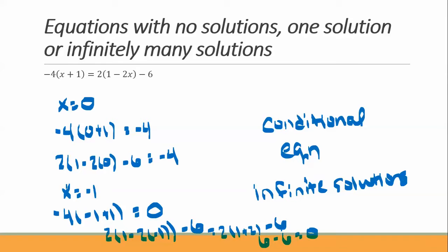Both sides are equal. So x equals -1 is the solution, x equals 0 is the solution, and you could keep going on forever. Any number that you put in is always going to be a solution.